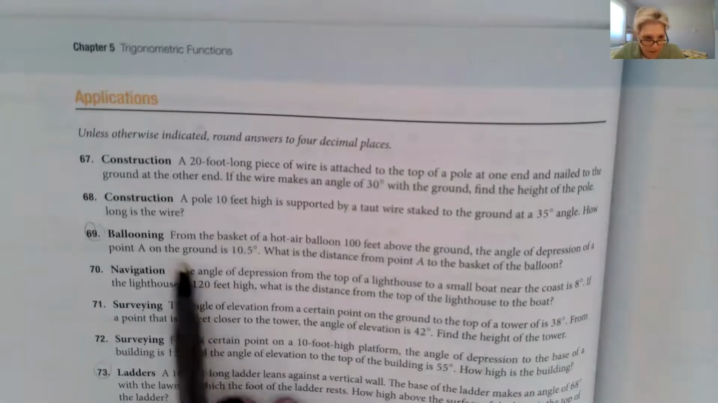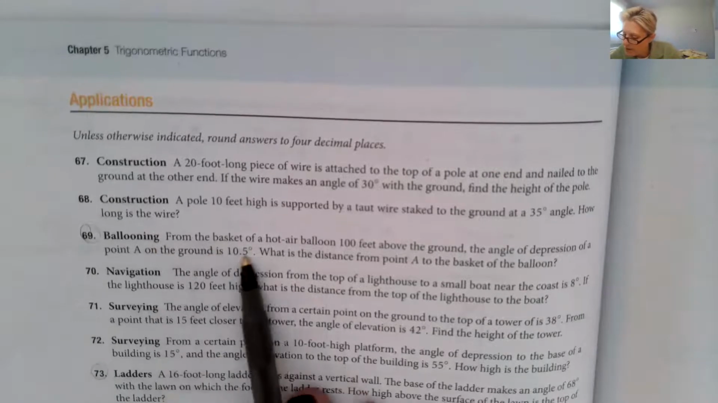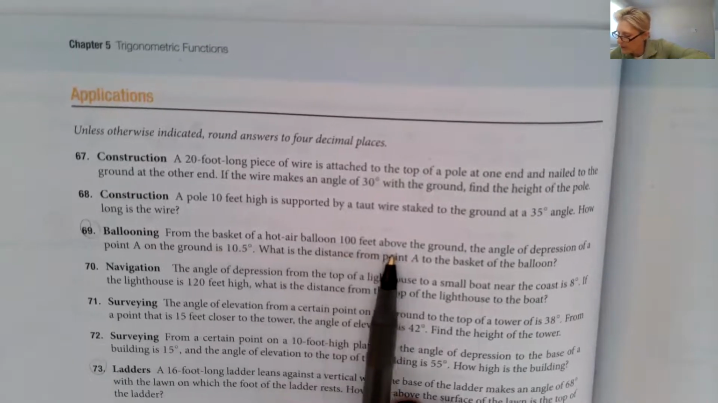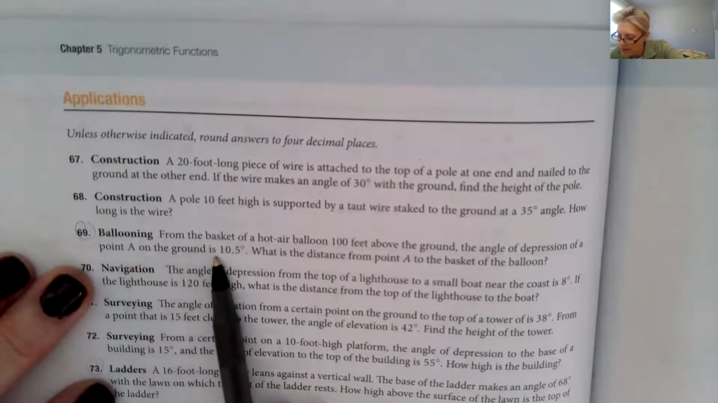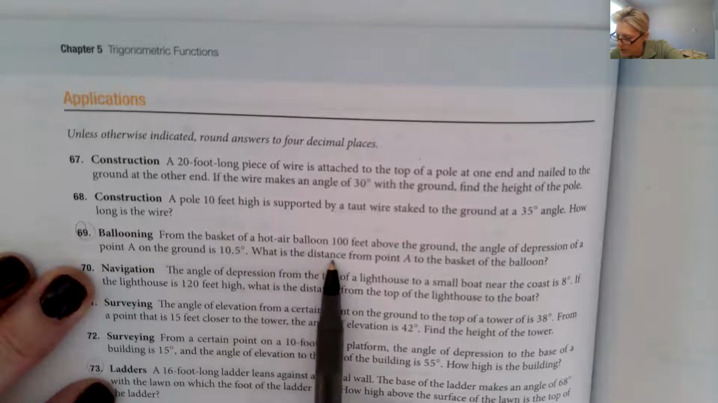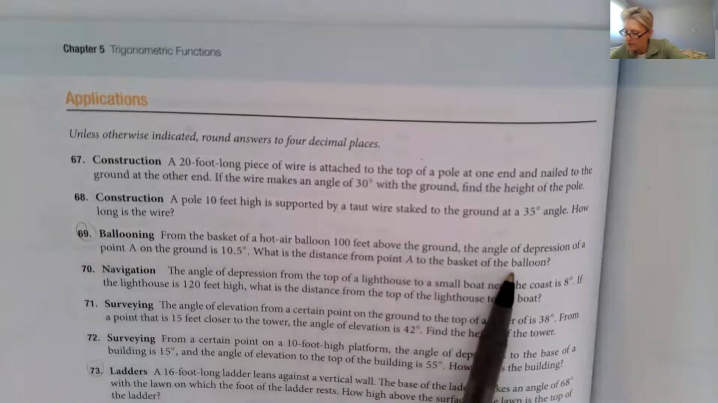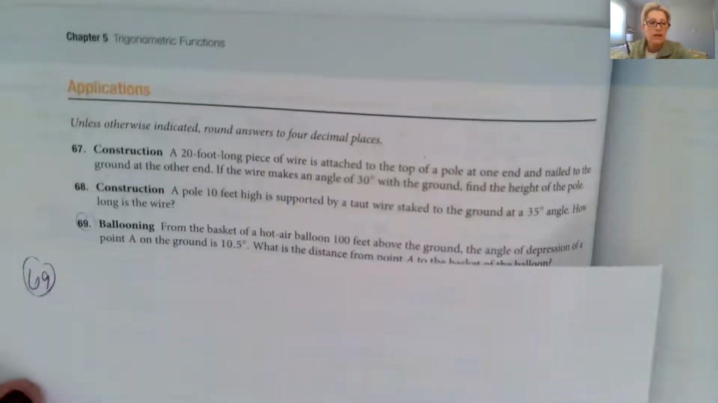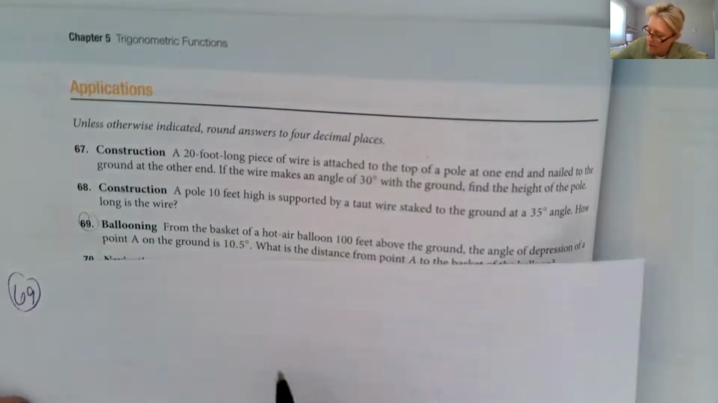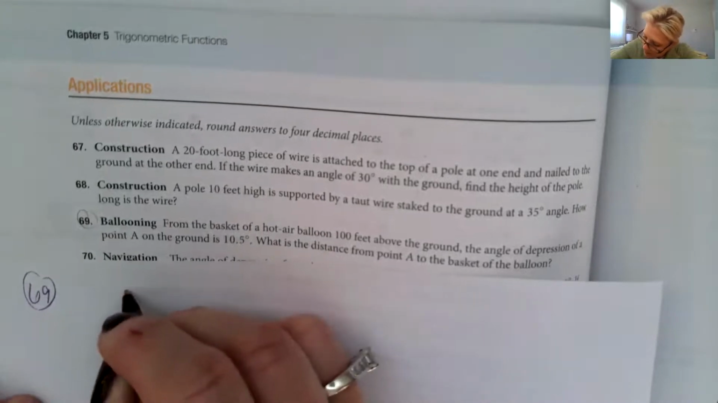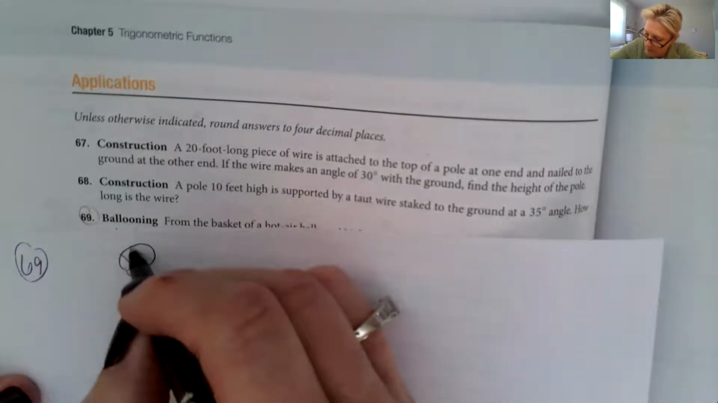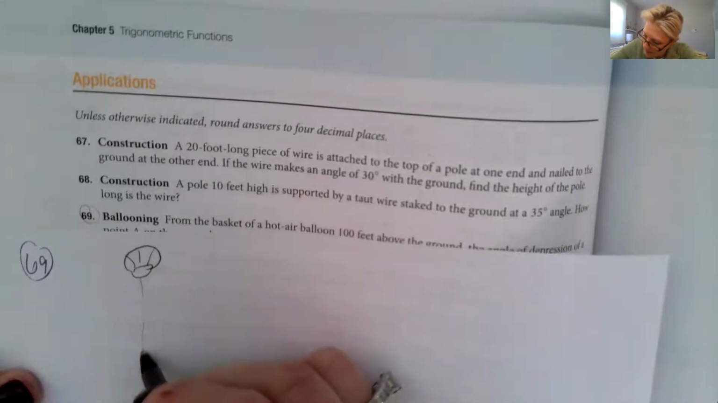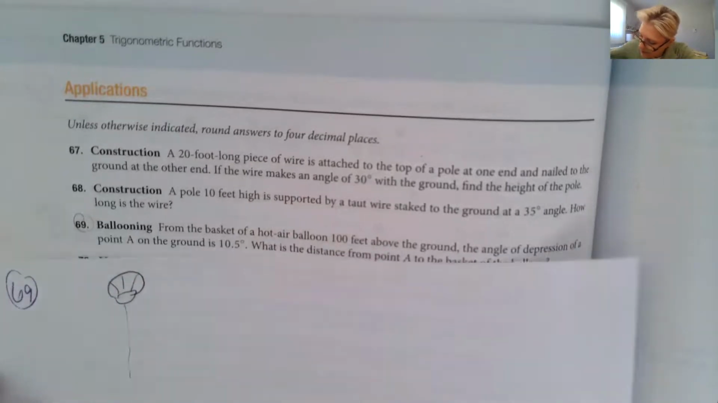69 here says, from the basket of a hot air balloon 100 feet above the ground, the angle of depression of a point A on the ground is 10.5 degrees. What is the distance from point A to the basket of the balloon? Let's draw this, how it's explaining. From the basket of a hot air balloon, so we have the basket of the hot air balloon, right? This is our hot air balloon. Okay, here's the ground.